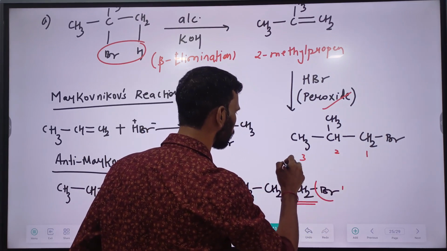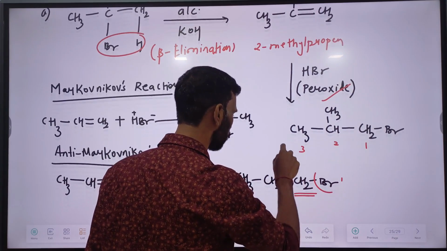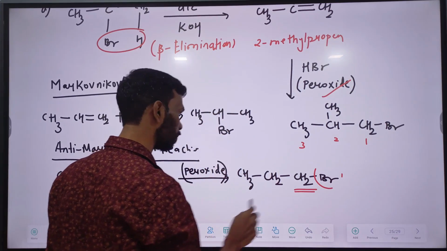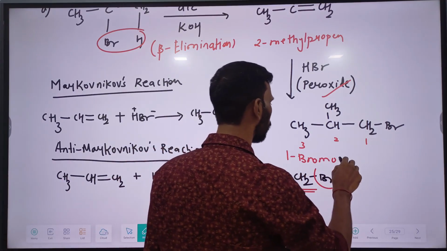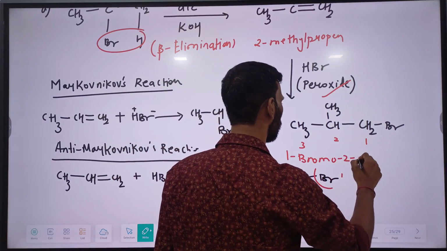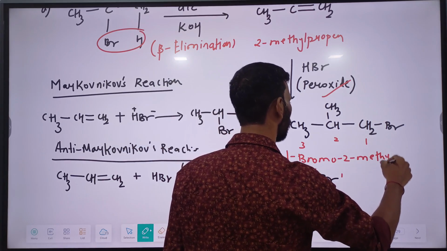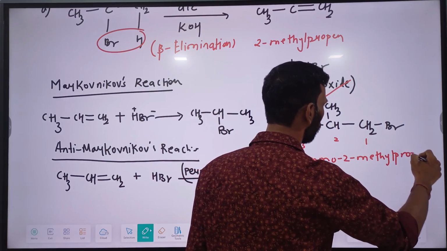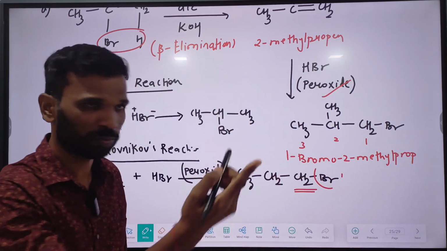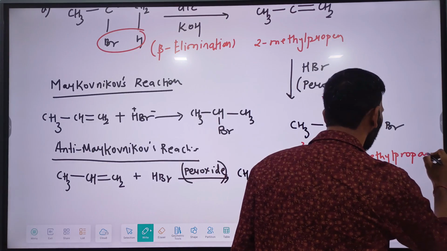It is 1-bromo, 1-bromo, 2-methyl. These are prefixes. Then the word root is prop: 3 carbons on a parent chain. Prop. No carbon-carbon double bond, all carbon-carbon single bonds. So ANE.